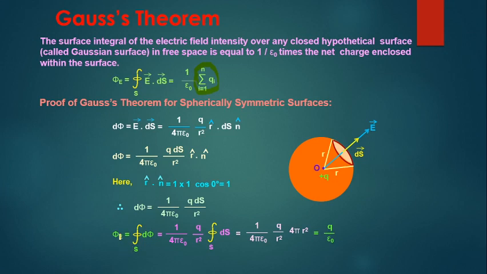So this is the proof of Gauss theorem. The electric flux over the closed surface is equal to 1 by epsilon naught times the total charge enclosed in that surface. Here the total charge is the point charge q, and the electric flux over the closed surface equals 1 by epsilon naught times the total charge.